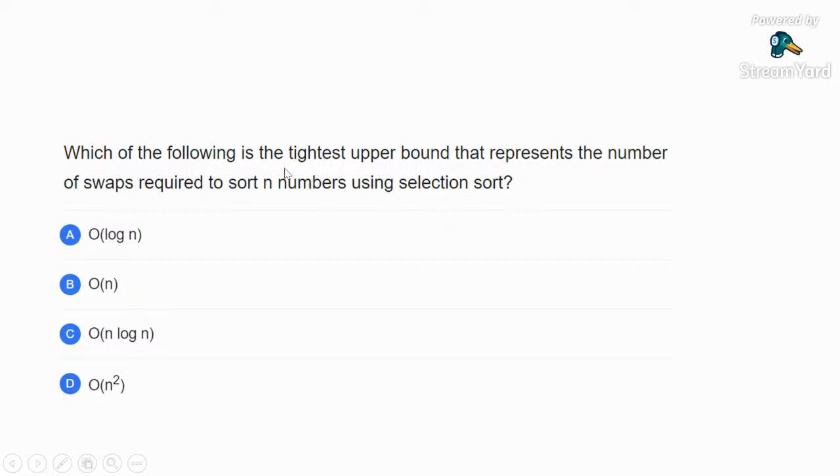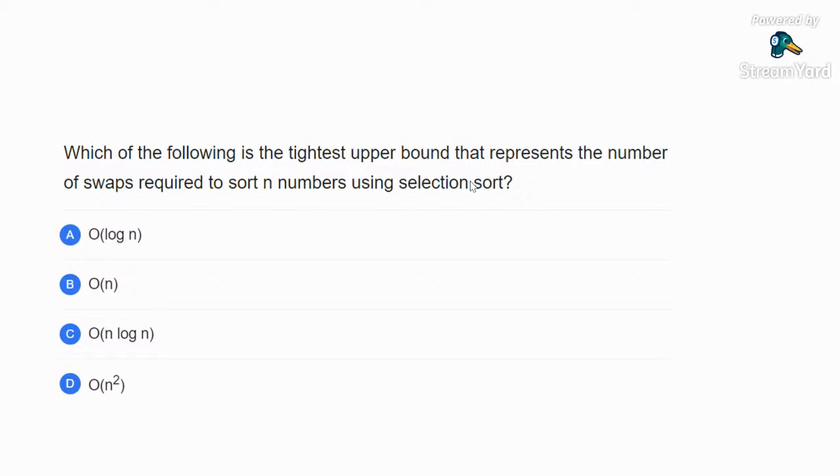See the second question. Which of the following is the tightest upper bound that represents the number of swaps required to sort n numbers using selection sort? We know what selection sort is. Selection sort is based on finding the smallest element and placing it at the first position. Then find the second smallest, place it at the second position, and so on. You are interested in commenting on the number of swaps, not on the number of comparisons.